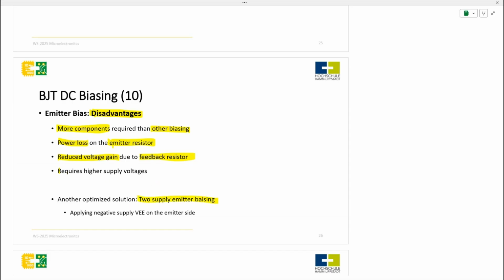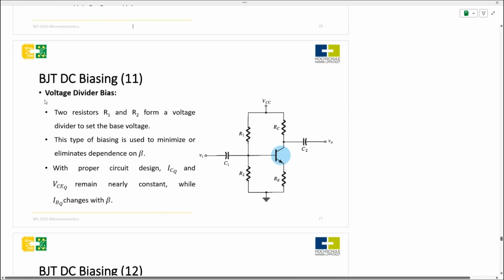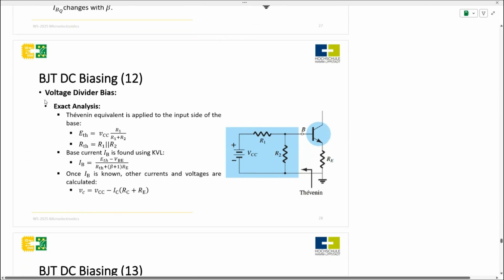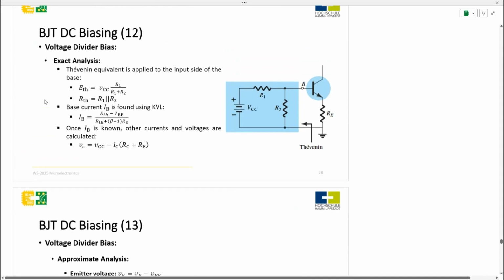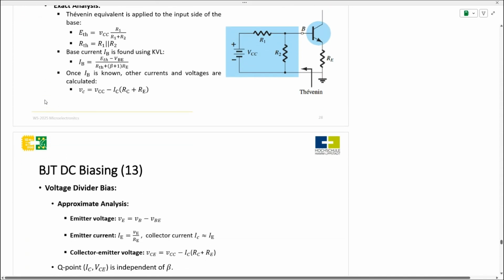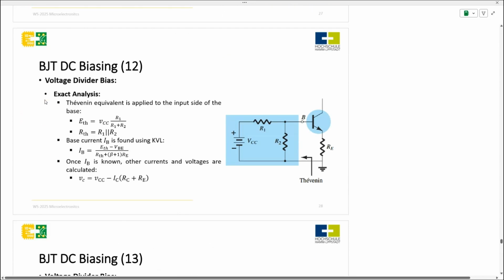Another optimized solution is two supply emitter biasing. When you have a two supply emitter biasing, you should apply a negative supply VE on the emitter side, which we'll be discussing now in the voltage divider bias in more detail. We will come back to this in a few minutes.